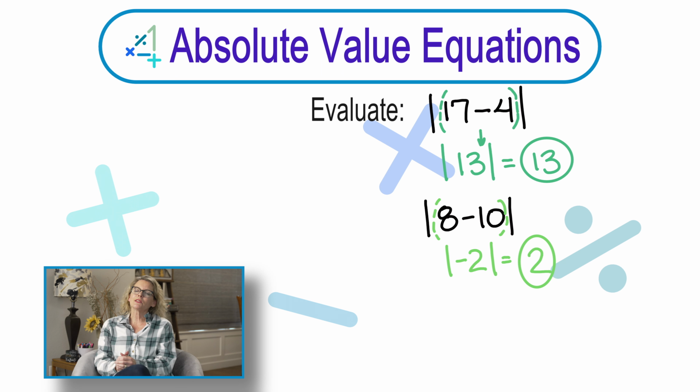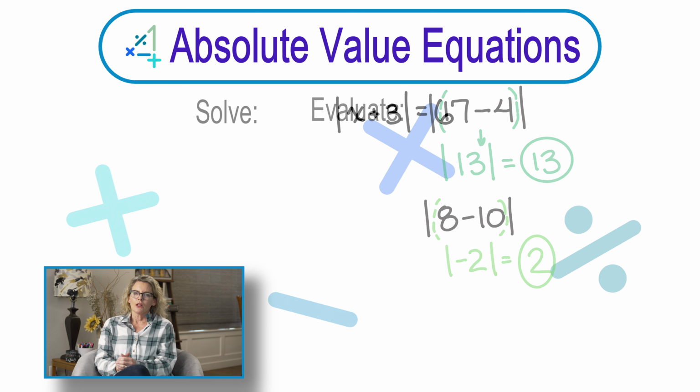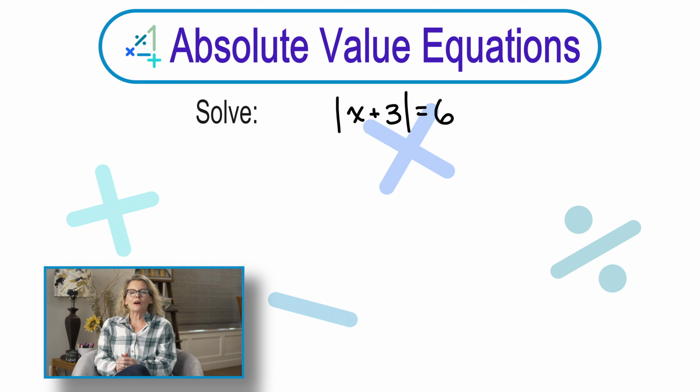All right, let's learn how to solve some of these. Solve the absolute value of x plus 3 equals 6. We are tempted to just ignore those pesky absolute value signs, and we would be half right, but for these, we are going to have 2 answers.